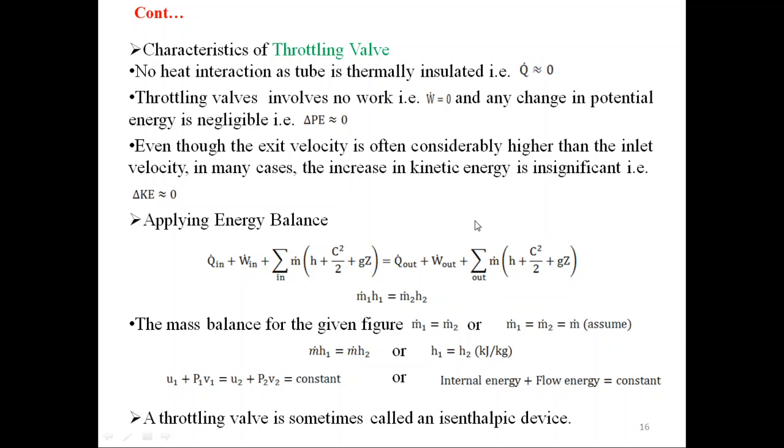So what is left after applying all the conditions? m dot 1 h1 equals m dot 2 h2. As there is only one entry and one exit, the mass flow rate entering equals the mass flow rate leaving, equal to m dot. So m dot will be cancelled out. You will get h1 equals h2. So this is the throttling condition. We can replace this h with u plus Pv. So we will get u1 plus P1 small v1 equals u2 plus P2 small v2 equals constant. Or we can say internal energy plus flow energy equals constant. A throttling valve is sometimes called an isenthalpic device because enthalpy is constant.